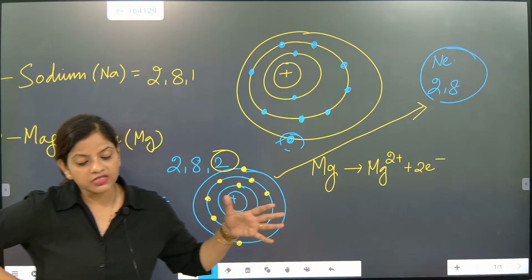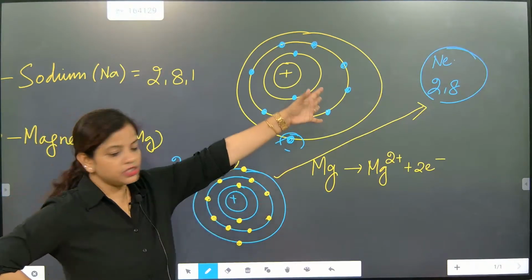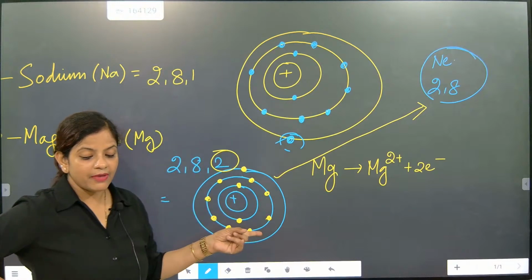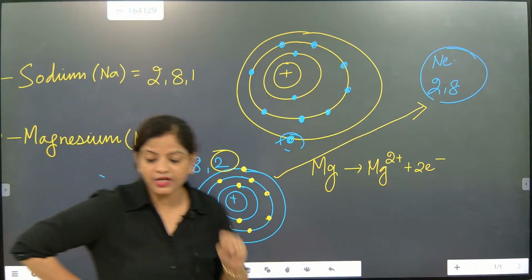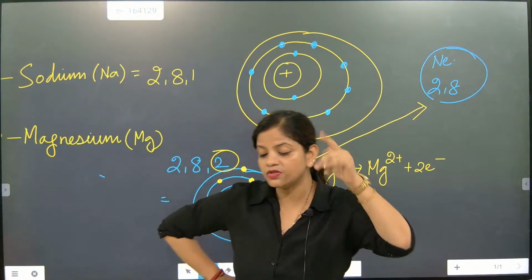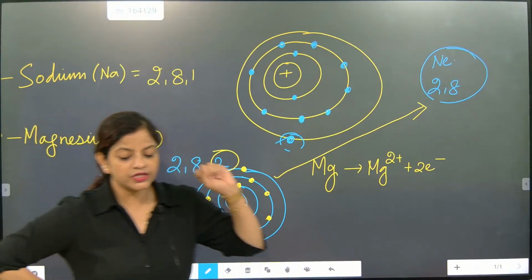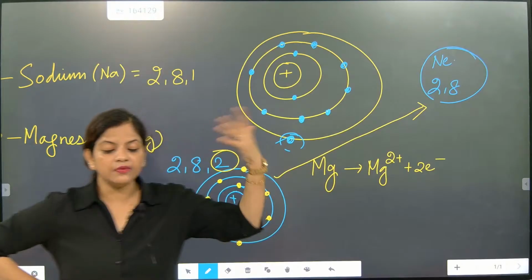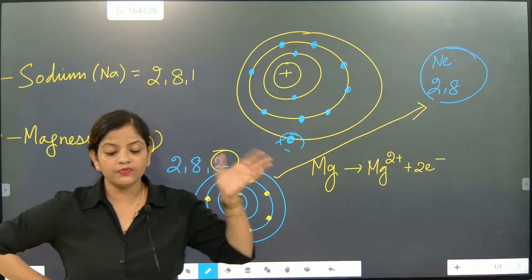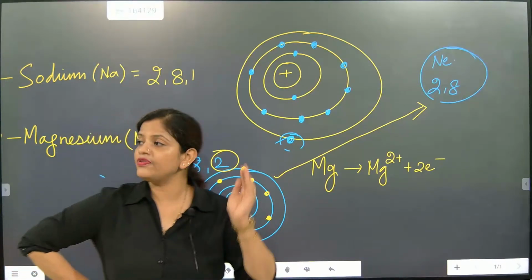So how many electrons are being released? Sodium is releasing 1 electron and magnesium is releasing 2 electrons. You need to understand this. After release of 1 and 2 electrons, they gain the nearest noble gas configuration of neon, so they become stable. Stability is one of the most crucial things for every atom to attain.